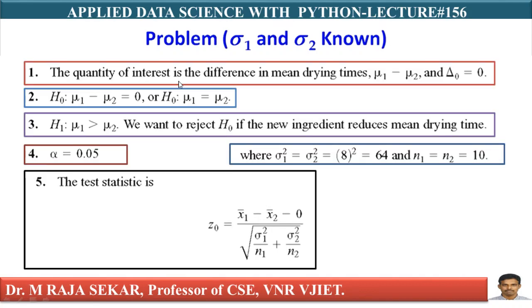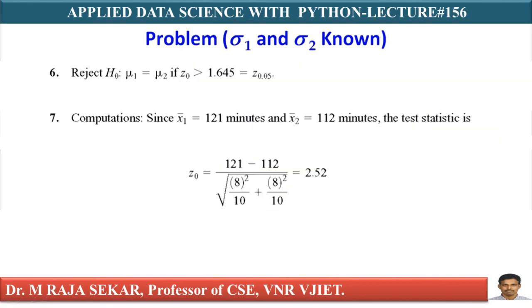What do I have to do? Reject the null hypothesis. What is my calculated value? H0 means mu1 equal to mu2. When can you reject? If z0 is greater than the tabulated z value at the 5% level of significance. You can calculate this tabulated value from Python code, or get it from the standard normal distribution tables.